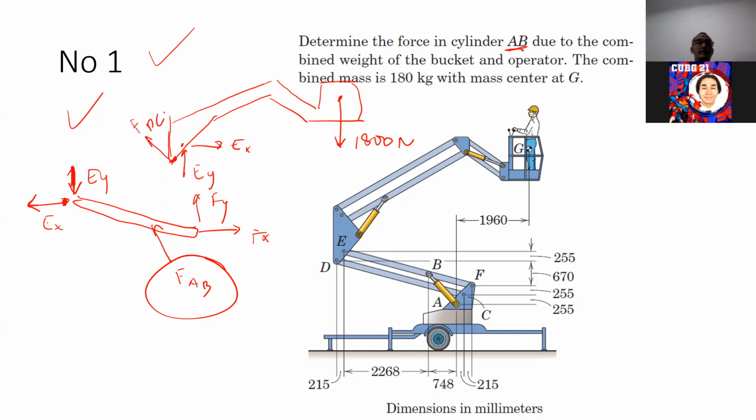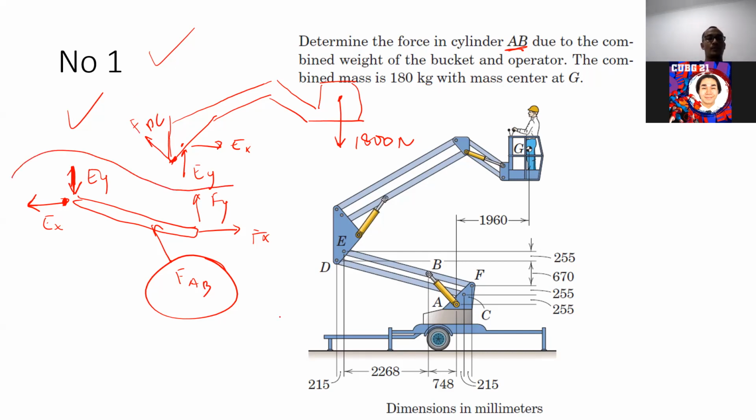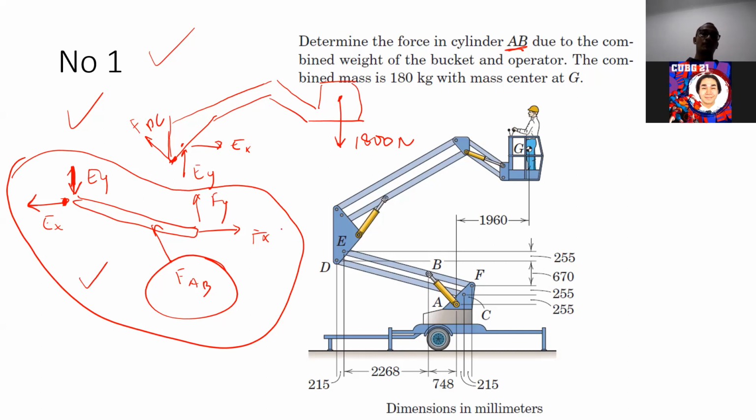In this particular free body diagram, we have 3 unknowns. From those 3 unknowns, we will be able to find EX, EY, and FDC. After you solve for that, you can go to the second free body diagram, this one. EY and EX are already solved. Because of that, you can solve for this free body diagram, because now we only have 3 unknowns: Fy, Fx, and Fab. So it's solvable.